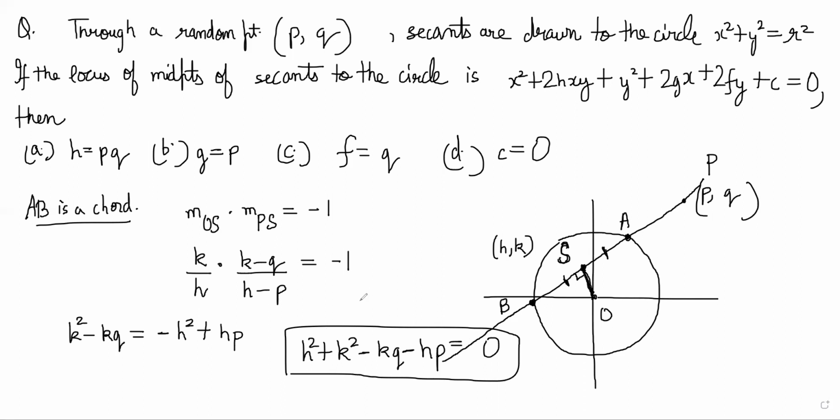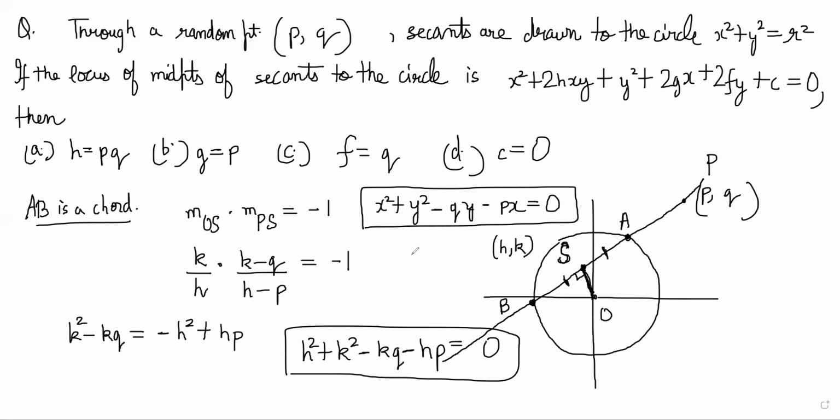This is the locus of (h, k), so you can convert this and write it as x square plus y square minus qy minus px is 0, right? So what can you say here? h must be 0, there is no xy term here, right? c is also 0, and g and all is minus p by 2 and stuff, right? Your option will be D, right? Correct. So you don't have to do too much here.